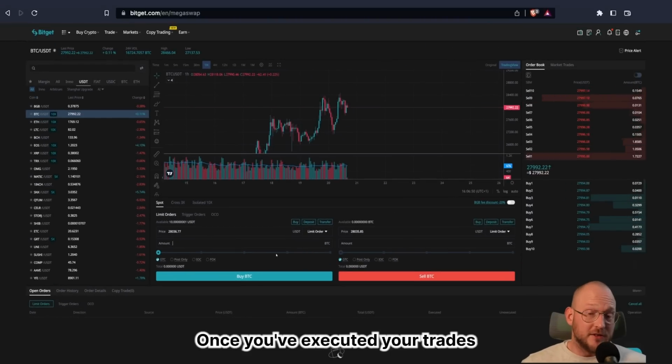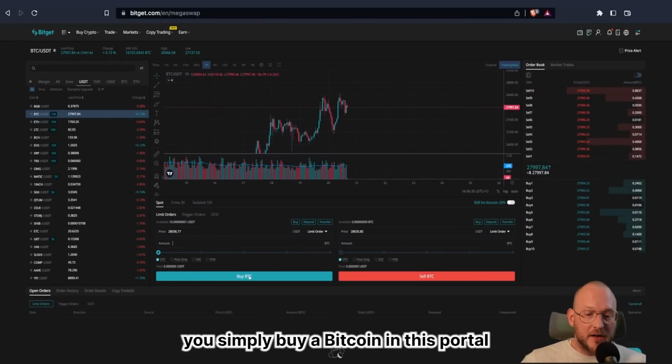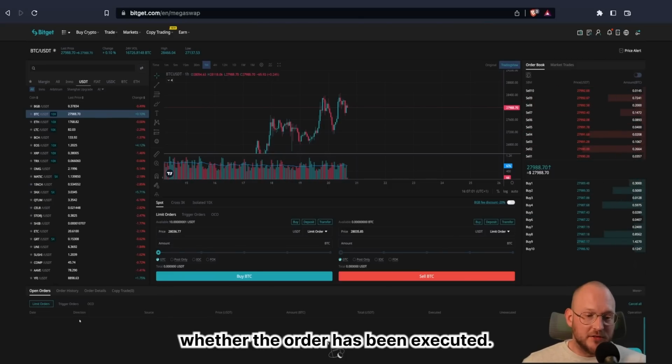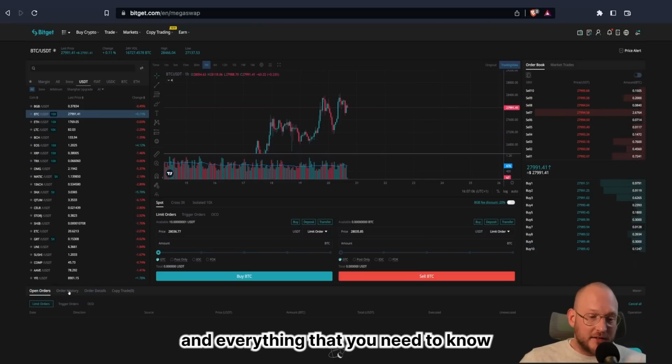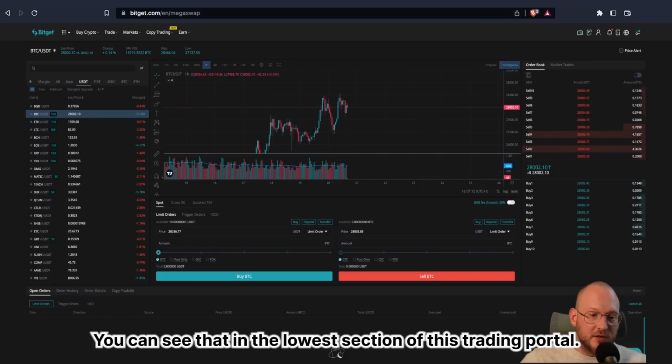Once you've executed your trades, let's say you want to buy 1 Bitcoin, you simply buy a Bitcoin in this portal, and then you can see whether the order has been executed. You can see your order history, the details of it, and everything that you need to know regarding your order. You can see that in the lowest section of this trading portal.